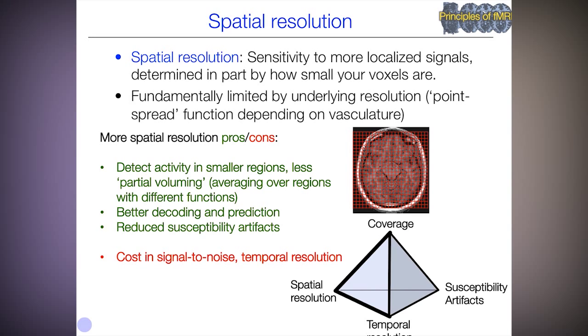A lot of pros. There are costs in signal to noise as you get smaller in voxels and also in temporal resolution. Let's now look at temporal resolution, the third corner of the pyramid. And temporal resolution refers to how slow the signal changes need to be for you to detect them in terms of underlying brain or physiological activity.